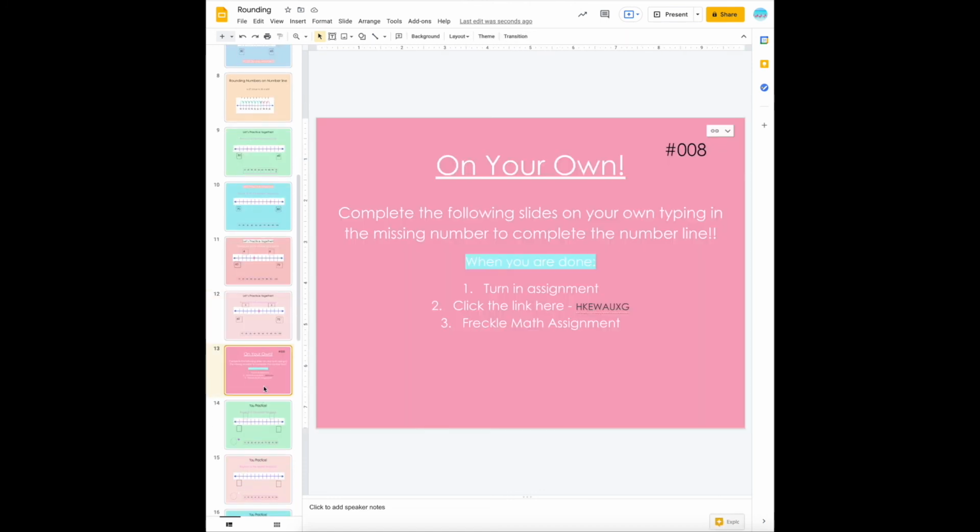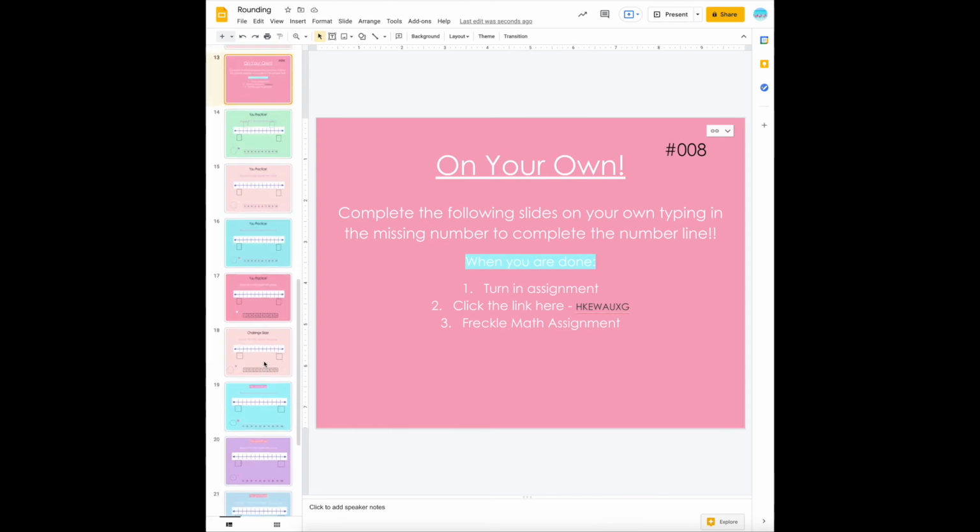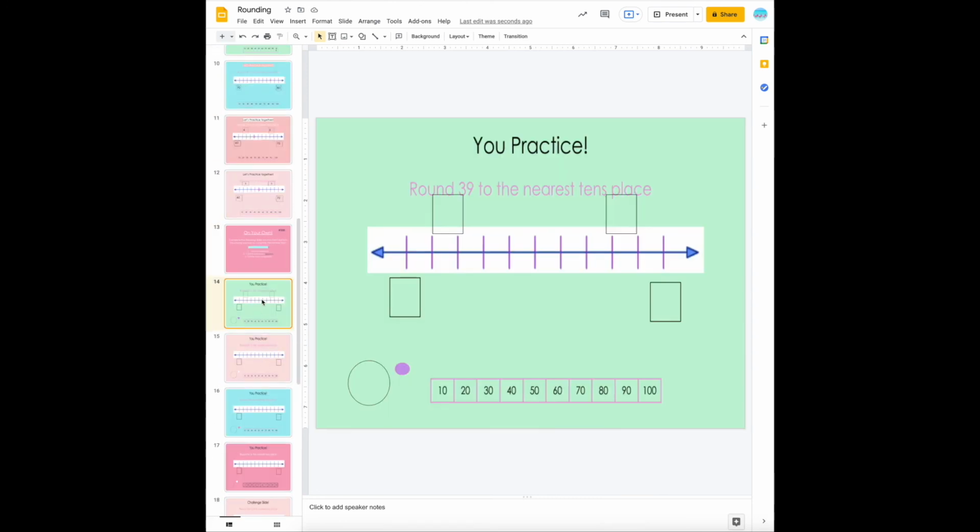All right, guys, now it is time to do your own assignment. So here are your slides to do on your own. It's just like what we did together. Step 1, look at your number, figure out what tens it would be in between. Remember that your first 10 is going to already be in your number. Then plot your point on the line and count your jumps.